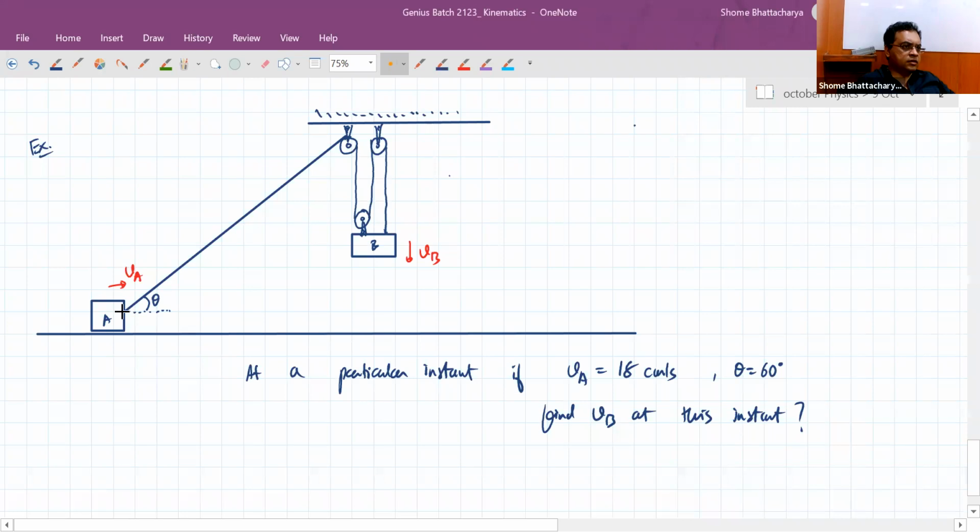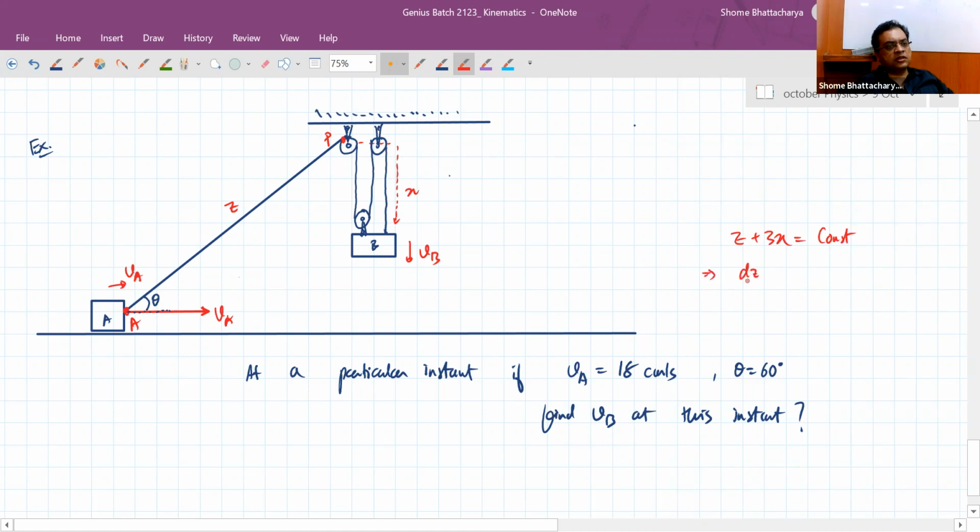So you can see that if this point has a velocity like this, let's say, and I'm now naming this point as A, then the approach velocity of A towards P is, so first of all, we have Z plus 3x must be constant.